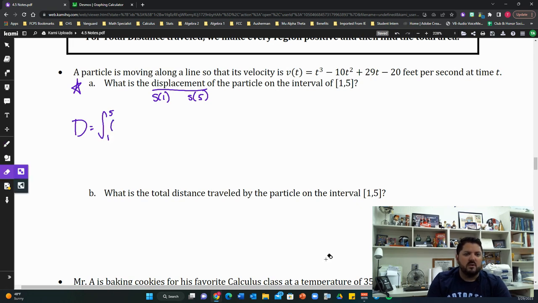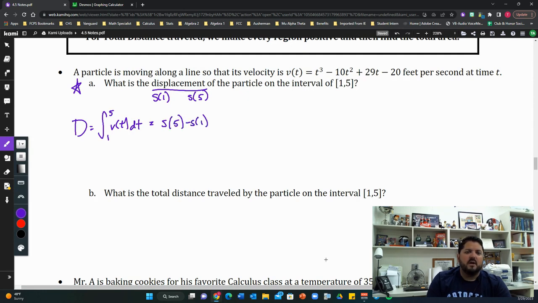So actually, just to save me a little bit of time, I don't need to rewrite the whole thing again. It's sitting up top, so I'm just going to use the name. So if I do that, I get s of 5 minus s of 1. Or actually, I'm sorry. Let's actually find the antiderivative here first.